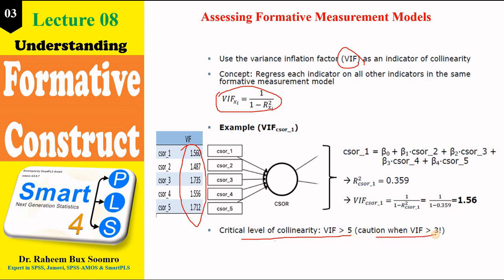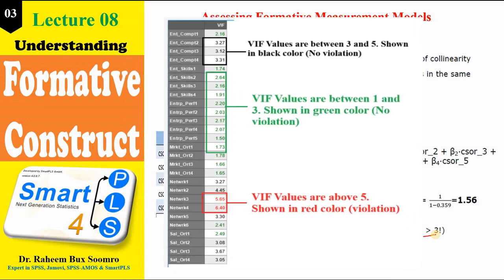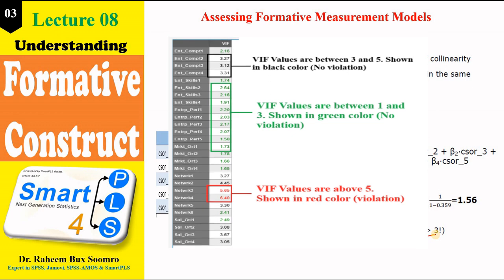Even if it's less than 3, that's okay. But if the value is between 3 and 5, then again you should be satisfied that there is no problem. SmartPLS will show you, as you're looking here, when the VIF value of any indicator is in green color, that means there is absolutely no problem with that indicator. Another indicator's value will be shown in black color, so you will find its value is from 3 to 5. Again, you should be satisfied that there is no big issue with your data.